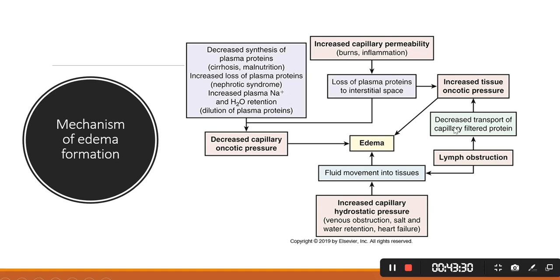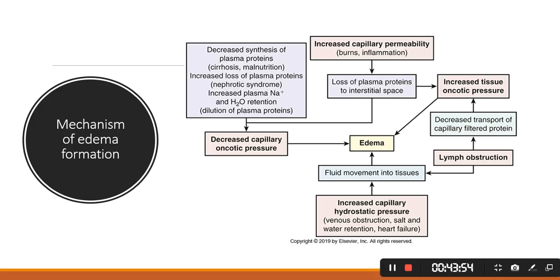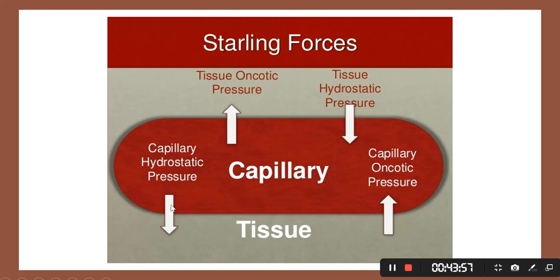What else happens? There is a decreased transport of the capillary filtered protein. A lymph obstruction can lead to this, and the lymph obstruction can also lead to fluid movement into the tissues, leading to edema. There is increased capillary hydrostatic pressure because of any venous obstruction, salt and water retention, or a heart failure like condition. Again I am trying to show you the increased capillary hydrostatic pressure. It is increasing, so they are pushing the water outside, again leading to fluid in the tissue and an edematous condition. Basically all these four forces should stay in balance. If any of them increases or decreases, it is going to lead to a condition called edema.